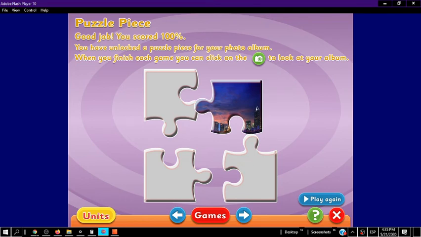You have unlocked a puzzle piece. Oh boy. So we've unlocked one puzzle piece. I will let you play the rest of the games on this unit if you'd like to practice the vocabulary. This is going to help you a lot with the actual topic that we're working on right now in conversation. I'm glad that you were here during class, and we will see you next week.